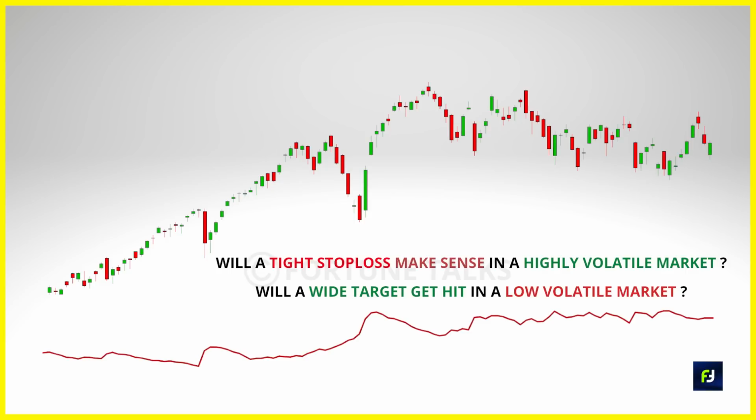Do you think a tighter stop loss would work in a highly volatile market condition? And similarly, do you think a very wide target is likely to get achieved in a low volatile market? The possibility of them working in favor of your trade is very dim. This is where the ATR indicator comes into the picture. We will talk about all this stuff as we move further forward in this video.